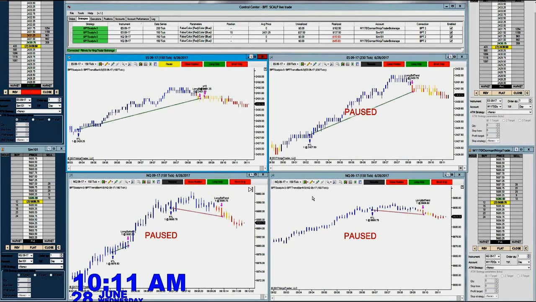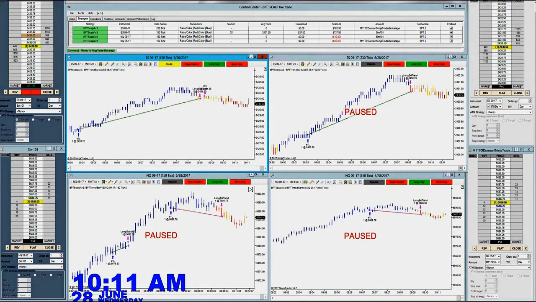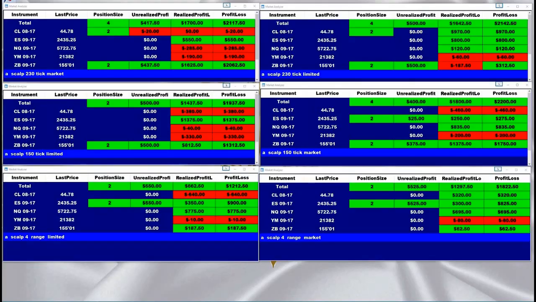I'm going to show you what happened after the news on the CL came out. So we want to see the measurement on the market analyzer, because we are doing a lot of tests on this scalper. And we can see here is the 230 ticks and 230 ticks.